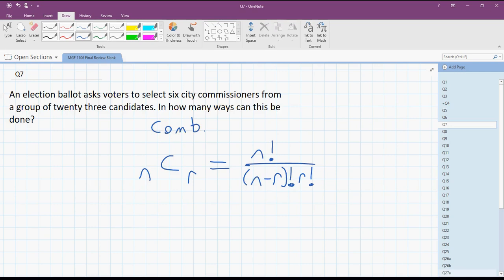What is our n? Which is what? 23, good. r, how many are we selecting? So you go into your calculator and you run it. There you go. 100,947 different ways we could have 6 city commissioners.